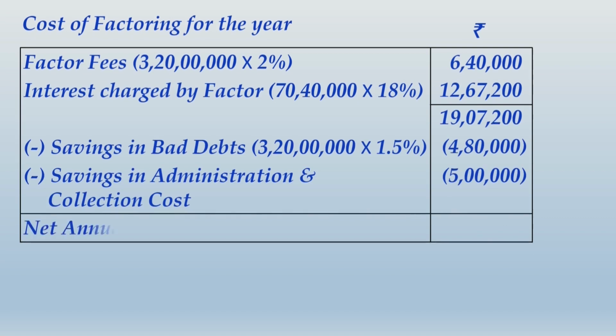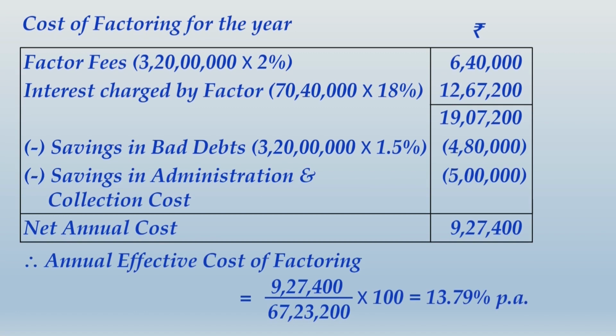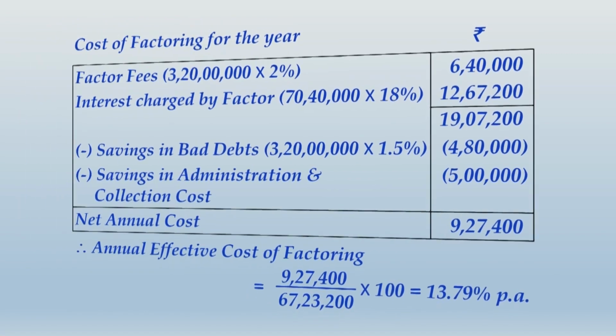collection cost, and what you get is the net annual cost of 9,27,400. And when you compute annual effective cost of factoring, what you get is 13.79% per annum. Let us move ahead and take up the next question, which will be the last question in this topic. Question number 21.